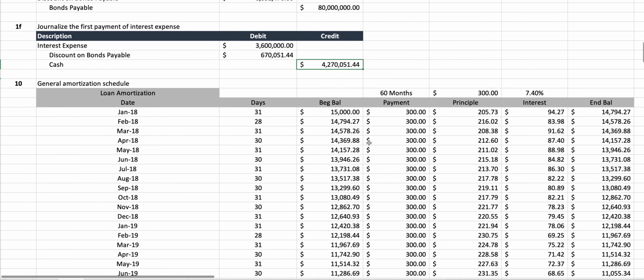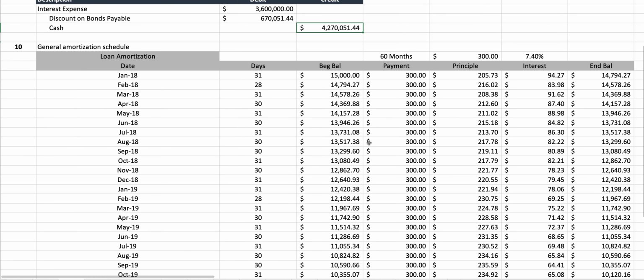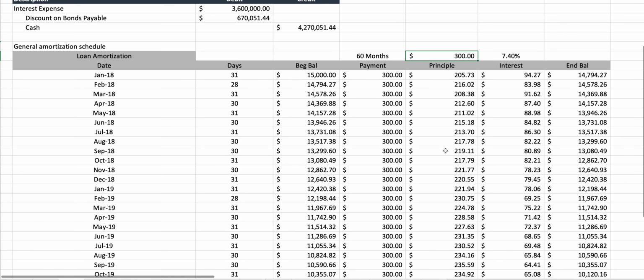Now let's look at how we can use loan amortization to our advantage. And the easiest way to do that is to think about buying a car. Many of us will enter into a loan agreement of 60 months. And we're told what the rate will be, and for this example, it's 7.4%. And we're also told how much our monthly payment is going to be. Again, in this example, it's $300 every month.